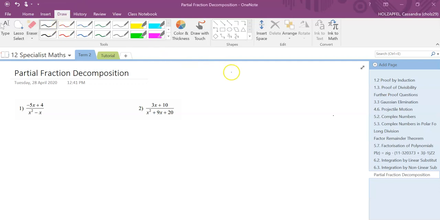Hi guys, welcome back. So today we're going to be looking at partial fraction decomposition. I went to film a video on integration by nonlinear substitution first, and then I thought, hold on a minute, I'm not sure if these guys actually know what partial fraction decomp is.